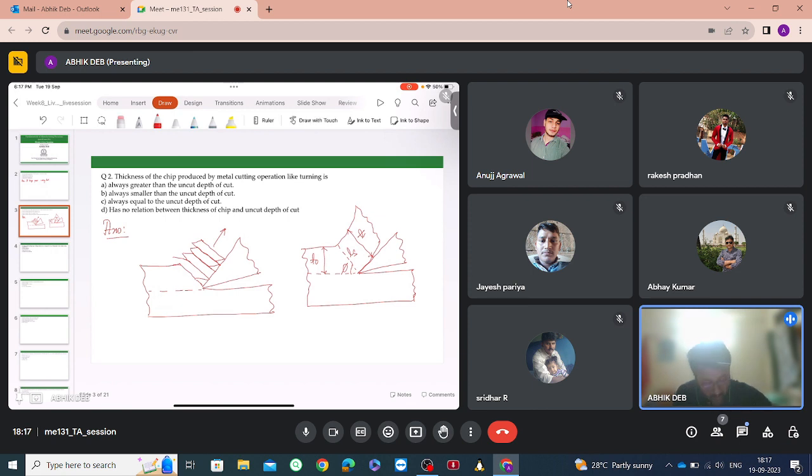Due to the elongation of the grains in the direction of the shear plane, the thickness of the chip will increase as it crosses the shear plane. The thickness of the chip will increase because the grains will start getting elongated along the direction of the application of this shear force. And since the chip thickness is measured along this direction itself, because of the elongation of the grains, there will be an increase in the length with respect to the uncut chip thickness. That is why we can say that the thickness of the chip produced is always greater than the uncut chip thickness.